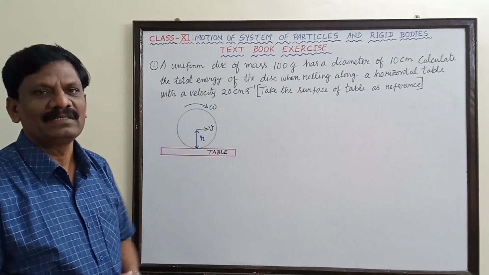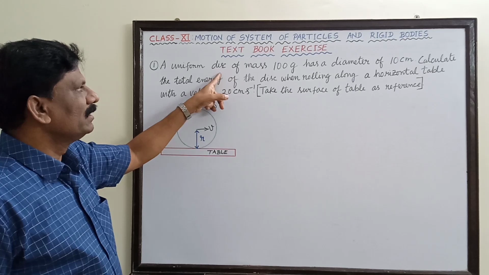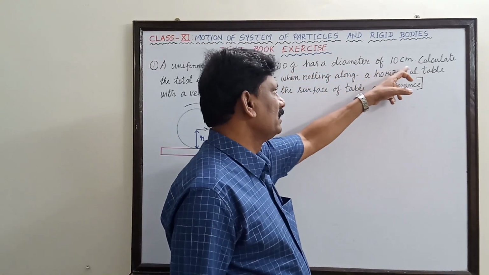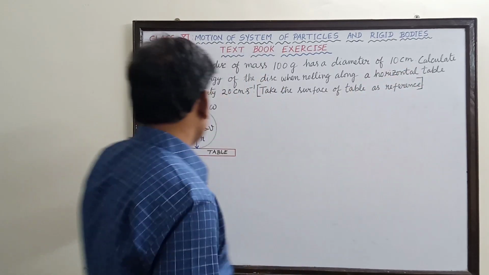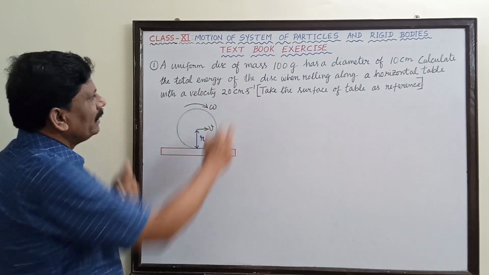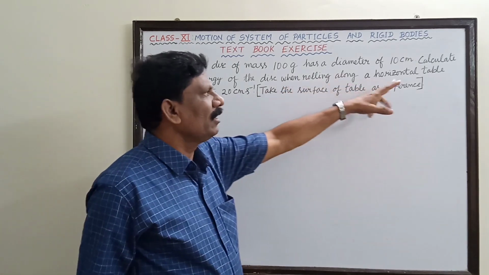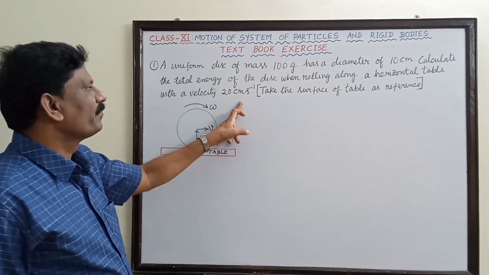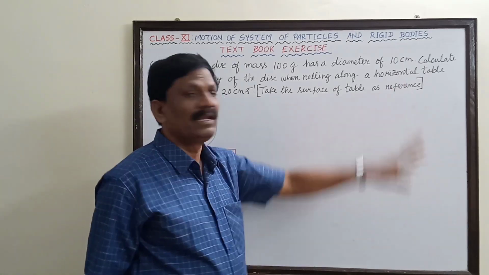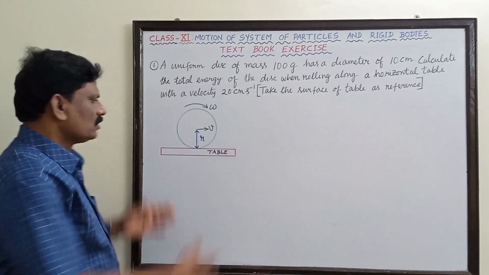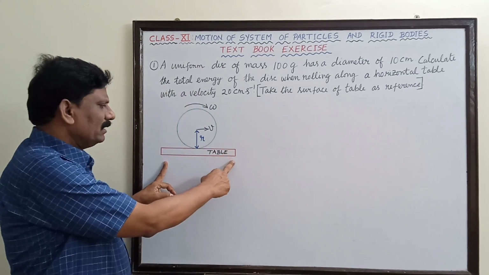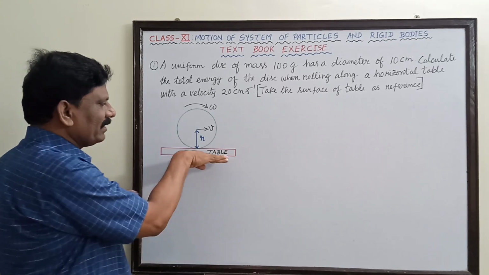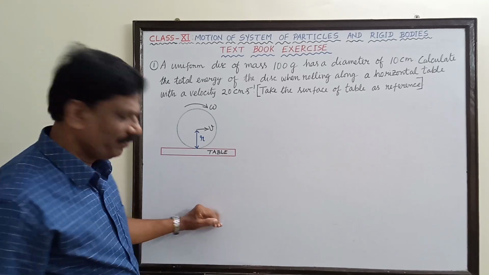Problem number 1. A uniform disc of mass 100 gram has a diameter of 10 centimeter. Calculate the total energy of the disc when rolling along a horizontal table with a velocity of 20 centimeter per second. Take the surface of the table as reference. So this is only the surface of the table, okay? It may be kept on the ground surface at some height, but we are going to take only the surface of the table as the reference.